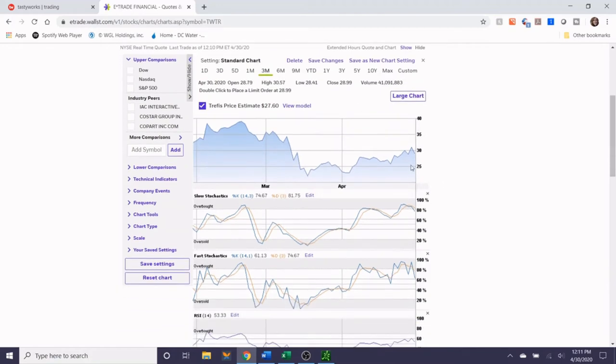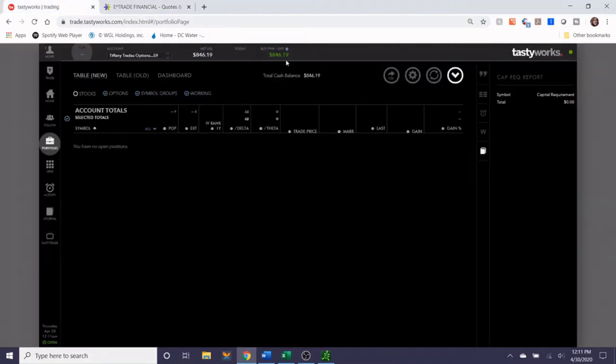So I think this is a good opportunity to open up a put spread in Twitter. This account, as I've said before, is small, so I can't really open up a naked put just yet. I don't want to use all of the buying power at this point. But as the account continues to grow, I will show you guys what a naked put looks like in the future. Just have to be a little bit patient with that one.